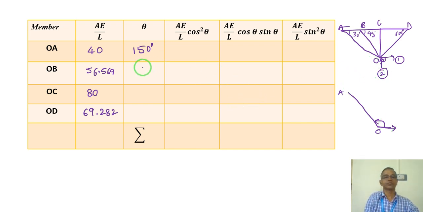Now for OB, from the near end to the far end, 90 plus 45, which is 135 degrees. For OC it is 90, and for OD, near end to far end, this is the angle, so this will be 60.